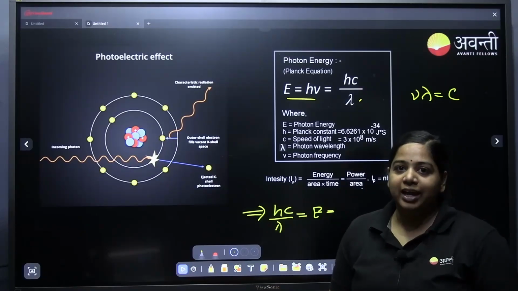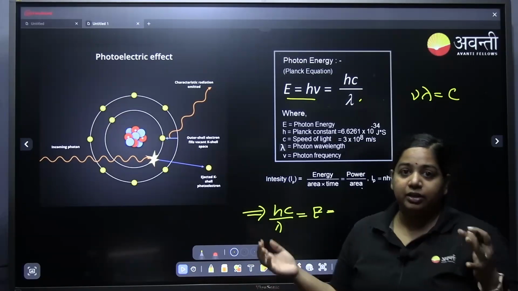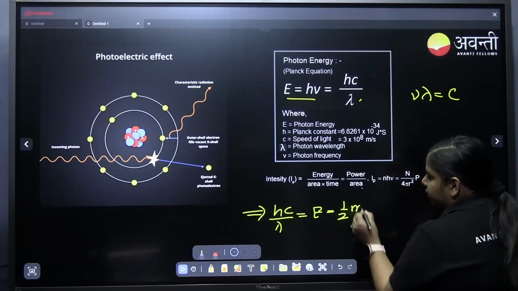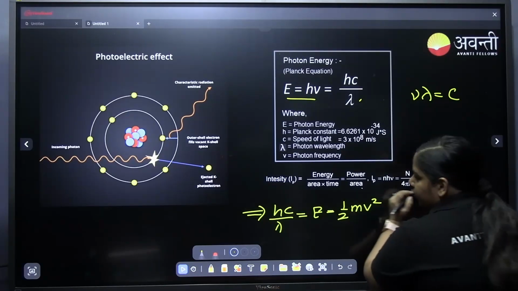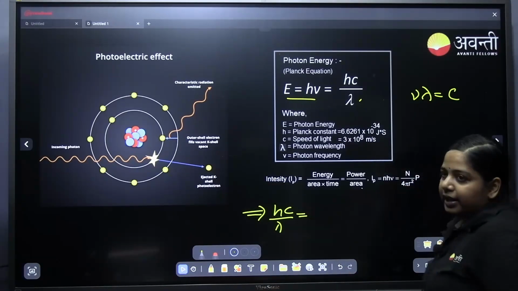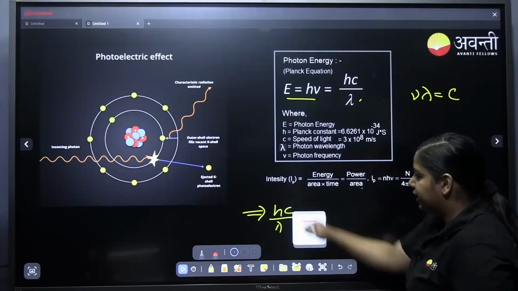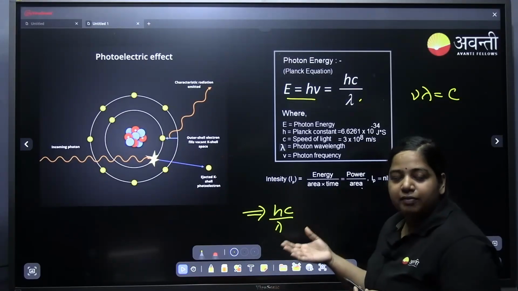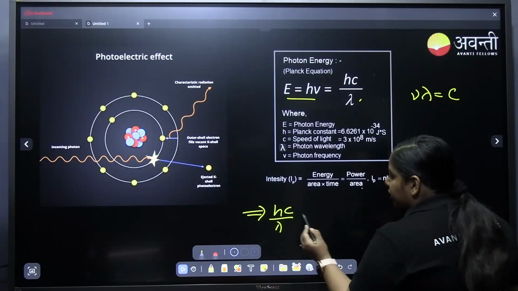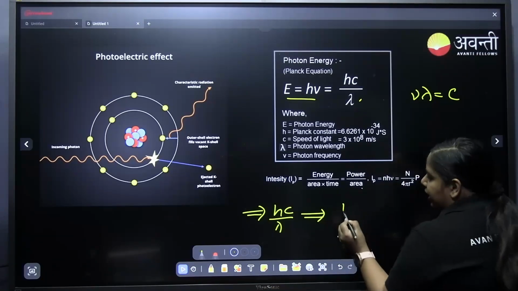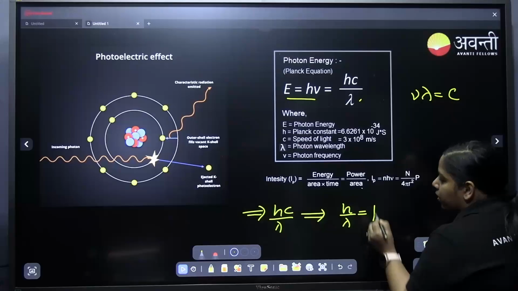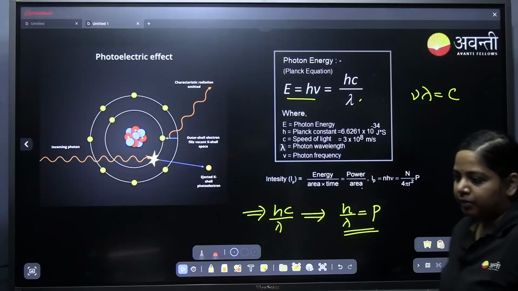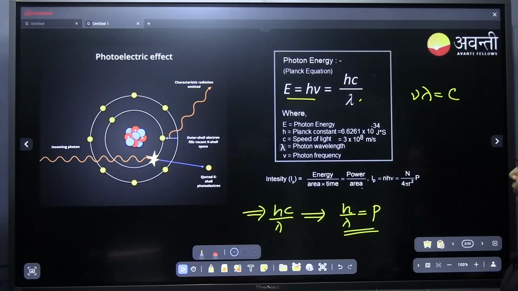Why? Because it is not having potential energy, it is completely kinetic energy. This we can say is equal to half mv square. And from energy, if you divide it with the velocity c, you should get momentum, right? So from this we find h by lambda equal to momentum of photon. Remember this. h by lambda is the momentum of photon.